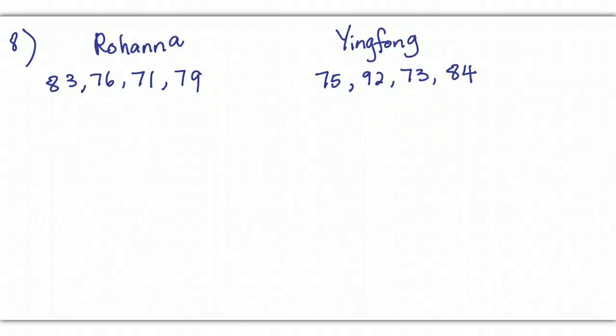The next question is question number 8. In question number 8, you are given two students, Rohana and Yingfeng, and you are told their scores in 4 mathematics tests. The test scores are actually shown here as well. I've written them down.